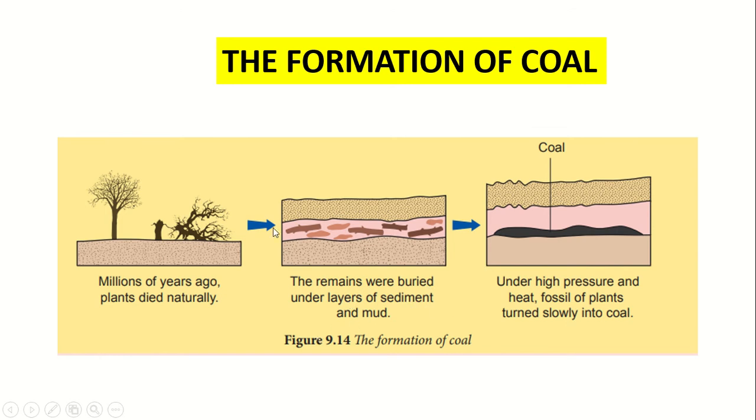Okay, so bila dia dah terbenam, okay, under high pressure and heat. So, lepas tu benam mesti ada high pressure, tekanan yang tinggi dan juga haba. Okay, so fossil of plants turn slowly into coal. Okay, so plants ni dia akan jadi arang batu.